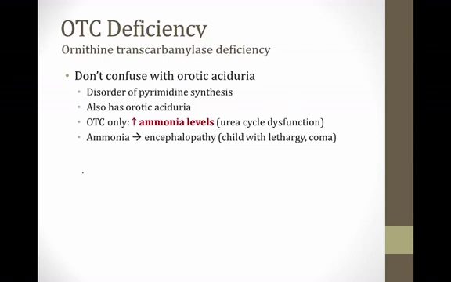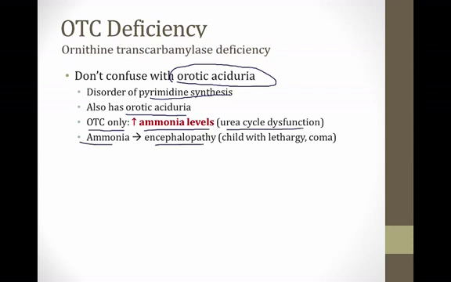For your board exams, make sure you don't confuse an OTC deficiency with another metabolic condition called orotic aciduria. Orotic aciduria is a disorder of pyrimidine synthesis, and just like an OTC deficiency, babies with orotic aciduria also have high levels of orotic acid. However, only in an OTC deficiency will you see high ammonia levels because an OTC deficiency involves the urea cycle. So the ammonia will lead to encephalopathy, and therefore the child will have lethargy and coma in an OTC deficiency. You will not see those findings in orotic aciduria.